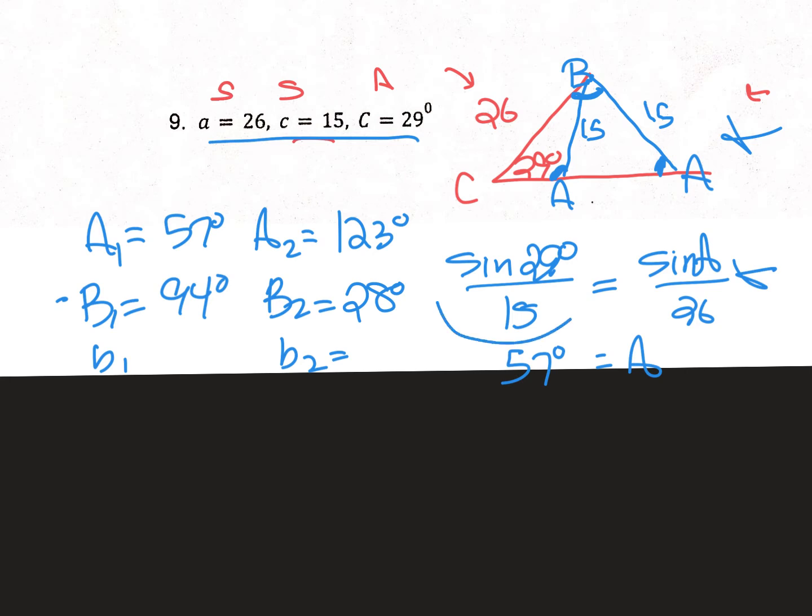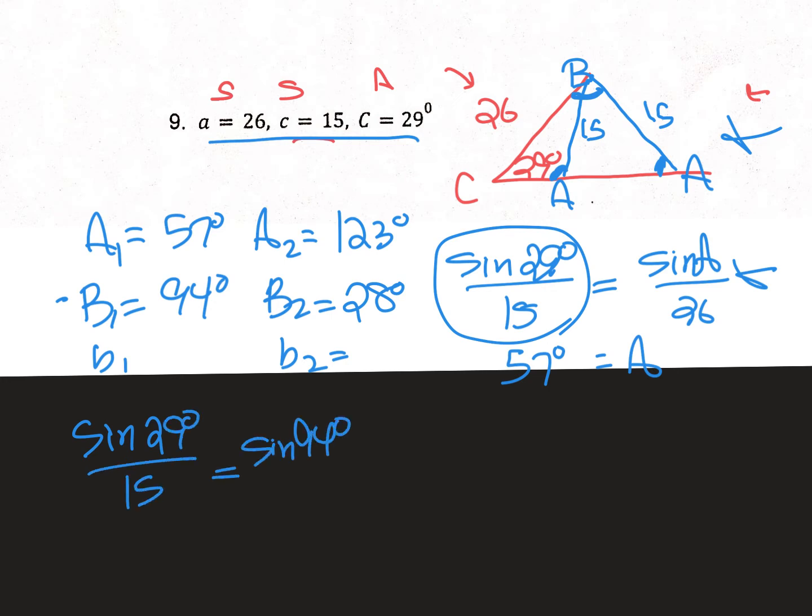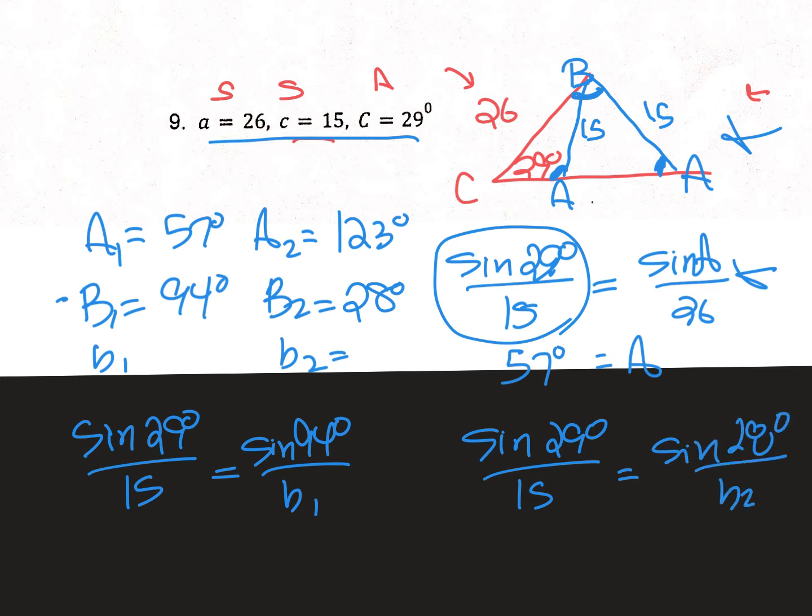I'm going to use the same thing here I started with. So I'm going to go sine of 29 degrees over 15 equals sine B, which is 94, over little b1. That's going to give me my b1. Then I'm going to do it again. I'm going to do sine 29, not 92, but 29 degrees over 15, and do my other b. My other b is 28 degrees over little b2.